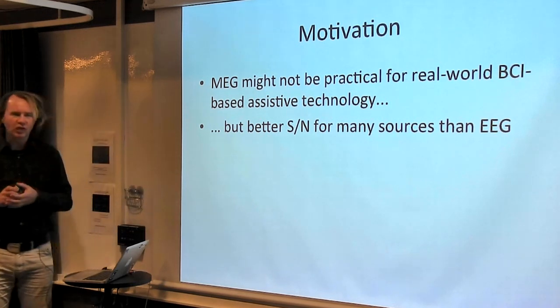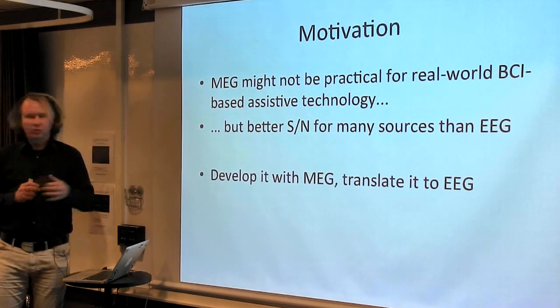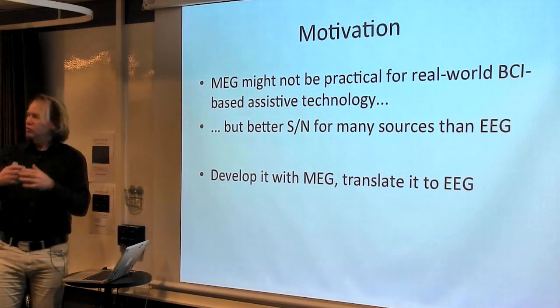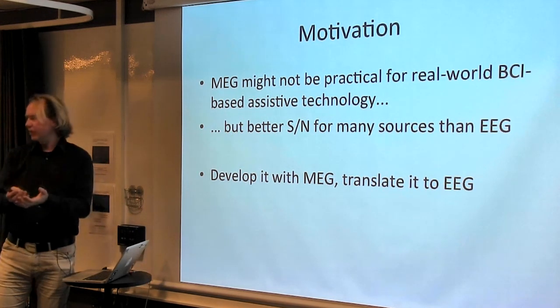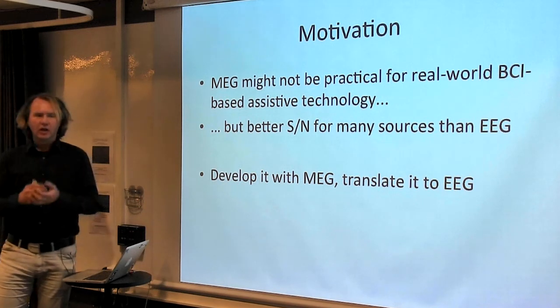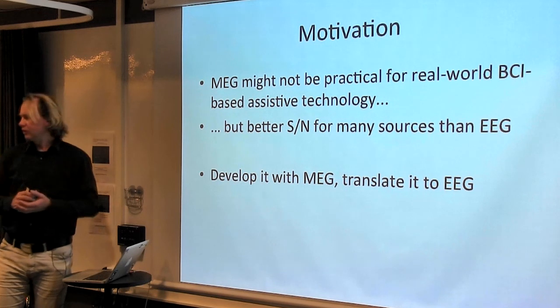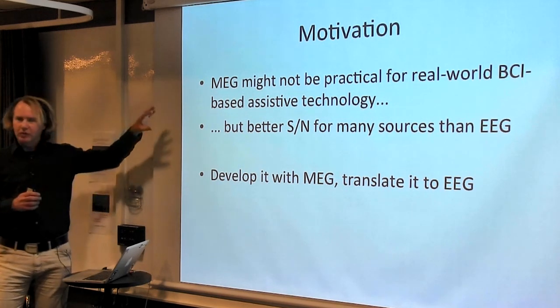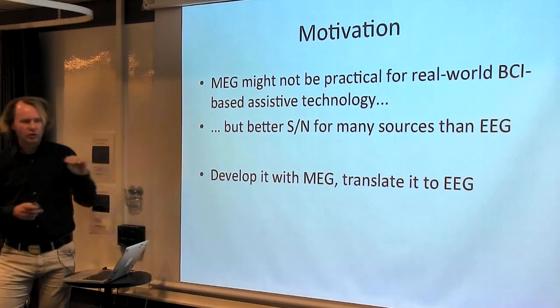than what EEG has. So you can think of developing a BCI system with MEG, and then subsequently translate the knowledge that you have acquired with your MEG-based BCI system to the EEG case. And the EEG is cheap. You can use it in a home environment or a hospital environment relatively easily. So it's more about developing it with the best tools and then translating it into a practical system.